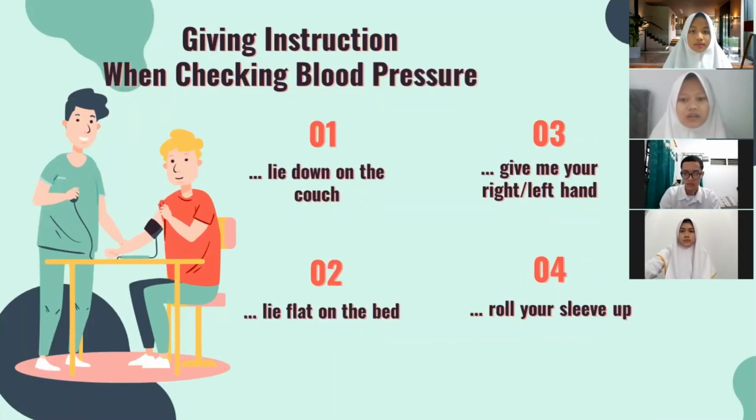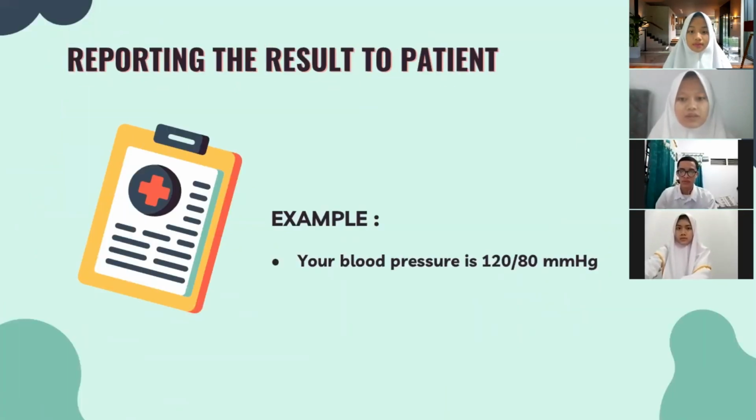Giving instruction when checking blood pressure. You can use the following sentences to give instruction to the patient. For example, lie down on the couch, lie flat on the bed. Give me your right or left hand. Roll your sleeve up.